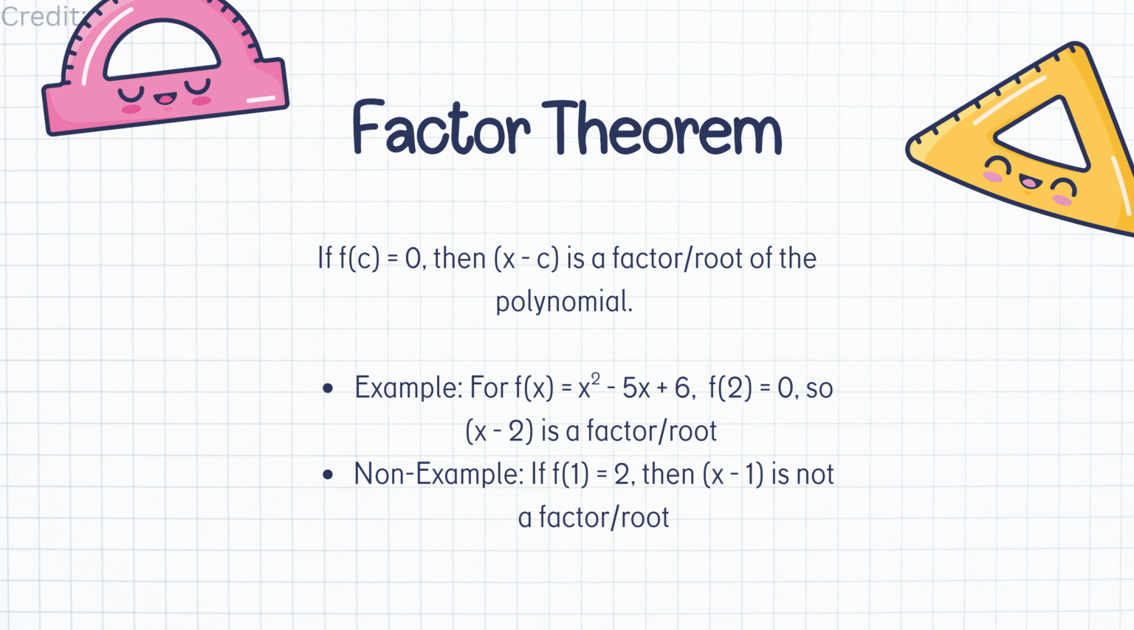Factor theorem says that if f of c equals 0, then x minus c will be a factor or root of the polynomial. This is seen in the example polynomial where f of 2 would equal 0, so that means that x minus 2 is a factor or root. However, in the non-example, if f of 1 is equal to 2, then x minus 1 would not be a factor or root because the remainder is not equal to 0.